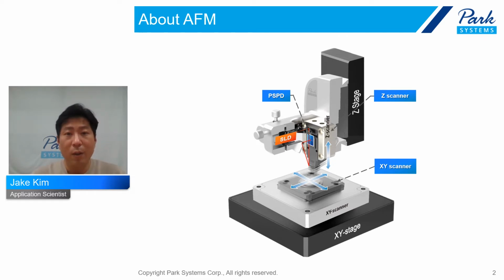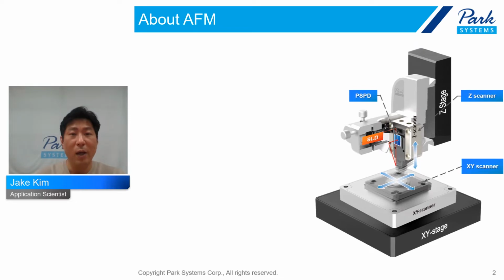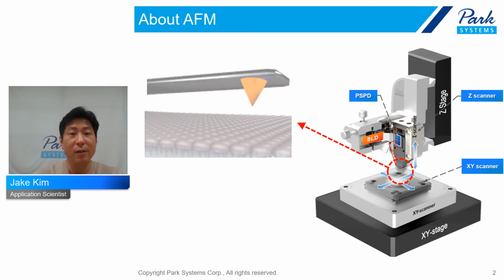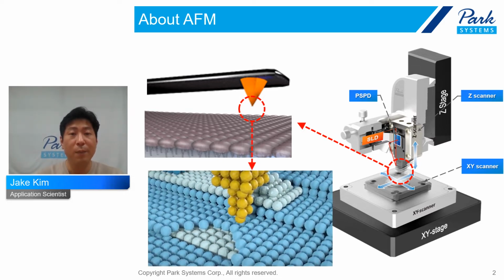Since AFM was developed, various applications of nanotechnology were established, and those applications have led to technological advances in many science fields. Using X and Y scanner, three-dimensional information of the sample surface can be constructed, and a few nanometer-sized tip scans the sample surface by using interaction, like atomic force between the AFM tip and sample surface.